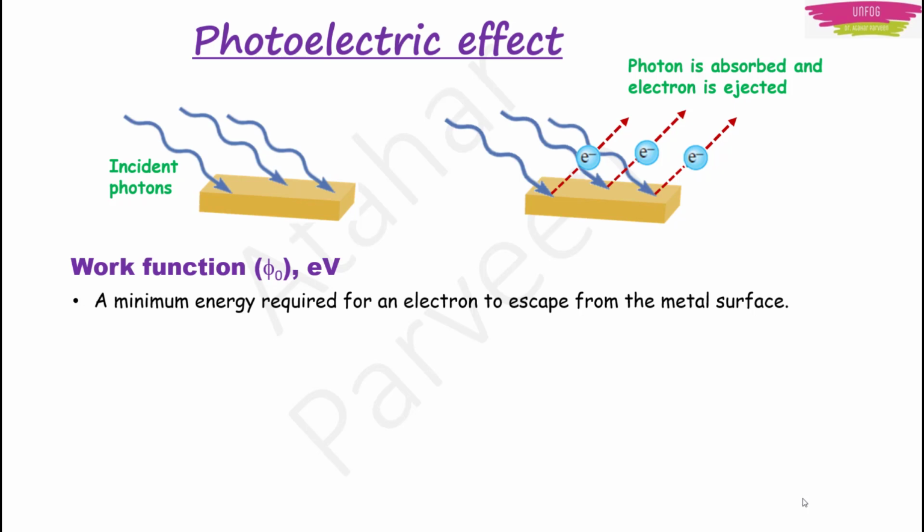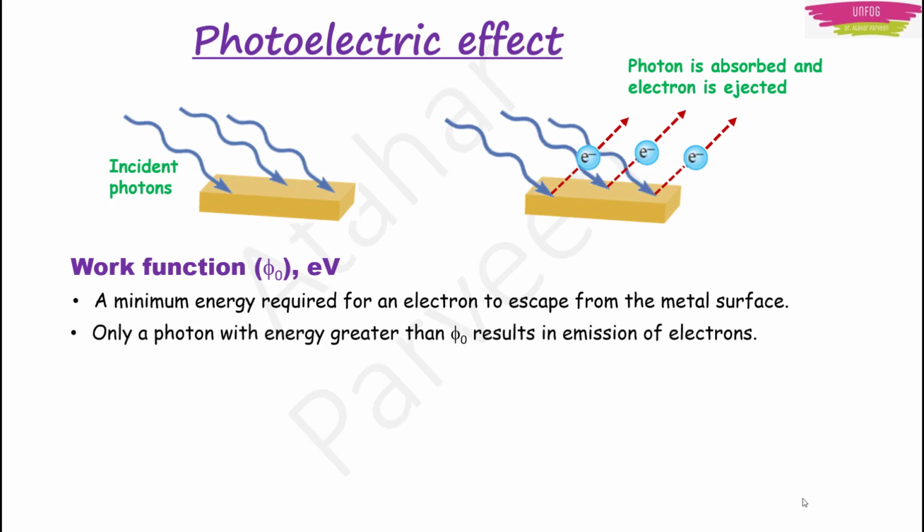When I say that this work function is the minimum energy required for an electron to escape from the metal surface, I mean to say that only those photons with energy greater than the work function phi naught will result in emission of electrons. If the photon has energy less than the work function phi naught, then the emission of electrons is not possible. Okay, because those electrons are gaining energy from photons and they are getting ejected from the metal block, right?